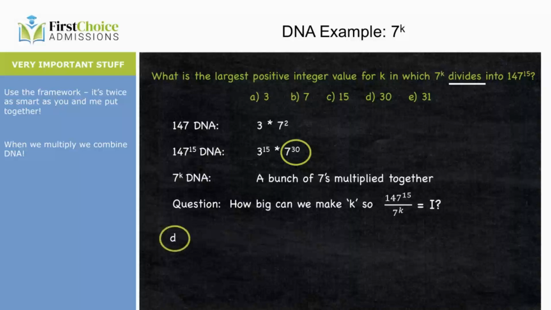Is it possible that k is 7? Yeah, it's just not the biggest number that we can make k. Is it possible that k is 31? No, it's not. Because remember, the big number has to contain all the DNA of the small number, and the big number only has thirty 7s in it. All right, nice job. Let's take a look at another one.